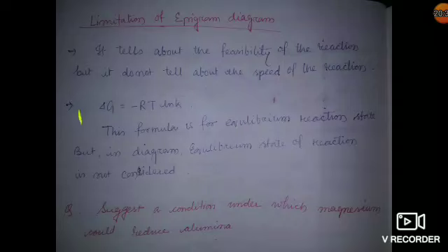Next, there is one more equation for delta G, and that equation is delta G is equal to minus RT ln K. Okay, R is the universal gas constant, T is the temperature in Kelvin scale, ln is the logarithm term, and this K is the equilibrium constant. Now this formula is for an equilibrium reaction. Since K is the equilibrium constant, this equation is for the equilibrium condition of the reaction, but in the Ellingham diagram, the equilibrium state of the reaction is not considered.